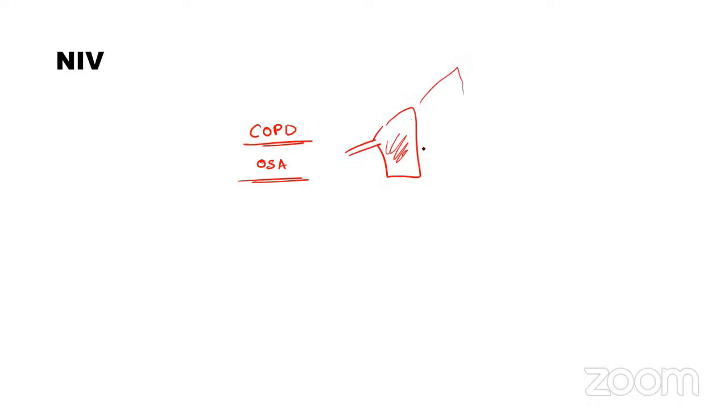Now, what is NIV? NIV is a common principle which has come up, which is used especially in COPD patients or patients with OSA, where you don't intubate, but you give them positive pressure through a mask, which is kept tightly onto the patient's face. So he can breathe in through that and exhale into that. Okay, this is NIV.